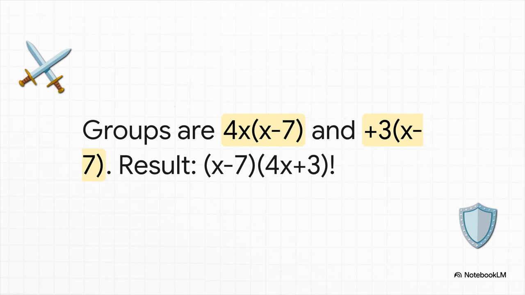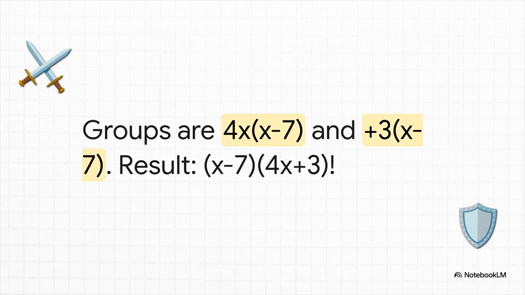We've got our rewritten expression, 4x squared minus 28x plus 3x minus 21. We slice it right down the middle into two groups. Group 1 is the first two terms. What is the highest common factor of 4x squared and minus 28x? It's 4x. Pull that out, and we get 4x times the bracket x minus 7.